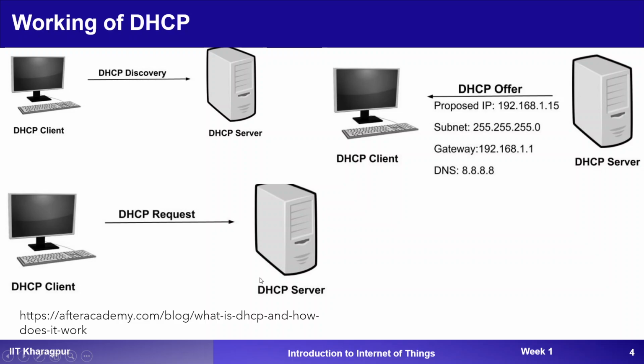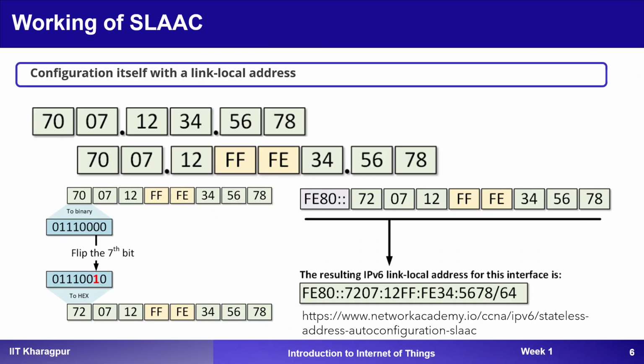After that, the working of SLAAC. SLAAC is another protocol which is again used to assign IP addresses. But in case of SLAAC, the working is a bit different. So in case of SLAAC, there are various steps involved in order to assign the IP addresses to the host. So the first step is the configuration of the link local address. What does this configuration of link local address mean? Basically, each system which is present in the network has its MAC address.